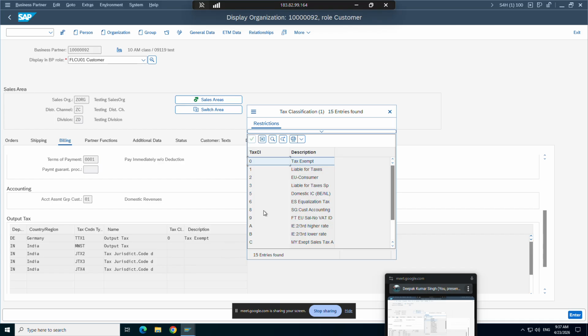But when I am buying something, I am liable for taxes because I need to pay to the government. Government will collect the tax, right? That's what government does. So for me, the tax classification will be one. From where do you create all this? I said it's more of an SD and FI integration. It's not purely our own decision. Here, finance also comes into the picture. So from here, you control whether the customer is eligible for tax or not. All that data you maintain here.